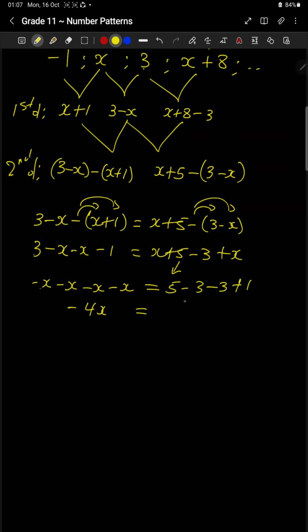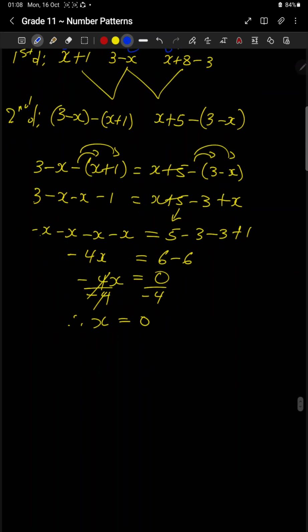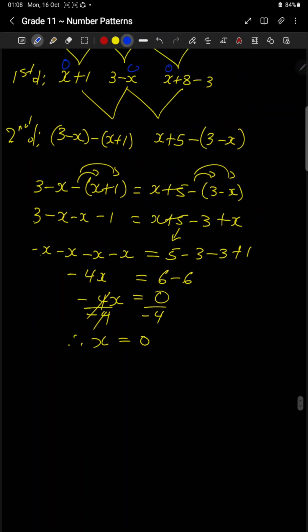5 minus 3 must be 2. Let's say negative 1 and negative this one must be 4. The answer is going to be 6, and plus 1, 6 minus 6, which is 0 on the side for negative, and then divide by negative 4, and therefore x must be 0. Okay, so that means in the place of x over here it is 0, so it is also 0, 0, 0, and 0. Okay, so we're done in this question.